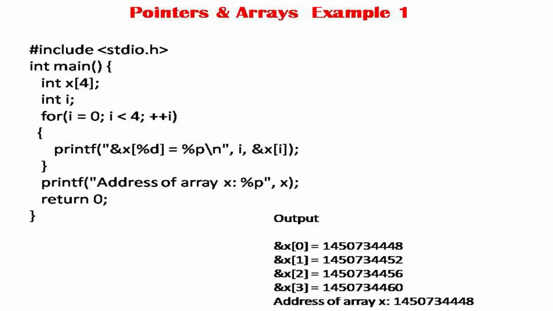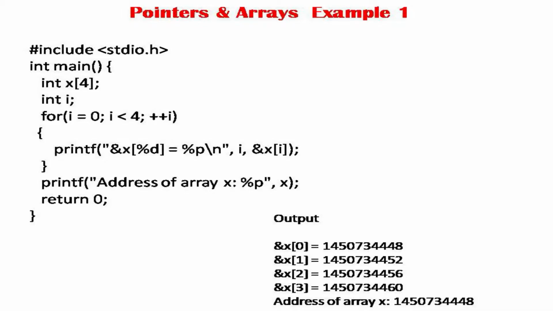Let's look at this fast example to understand how these addresses are consecutive. What happens here? I have an integer array of 4 elements and I accept the values from the user, the normal way, using the address of x of i inside the for loop. Then I display the values with printf.